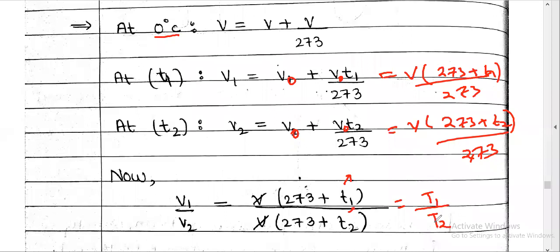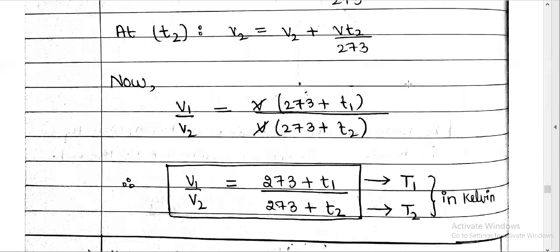Does anyone have any issues? Or did you understand everything? Just raise your hand. You just have to remember that the ratio of volume should be equal to the ratio of temperature, but that temperature should be in Kelvin, not in degree centigrade.